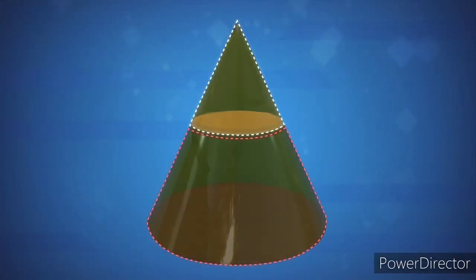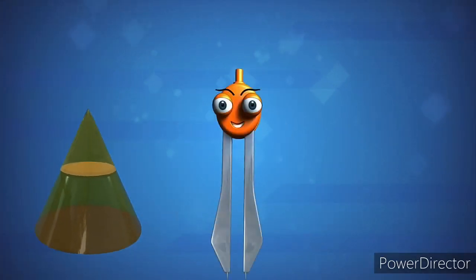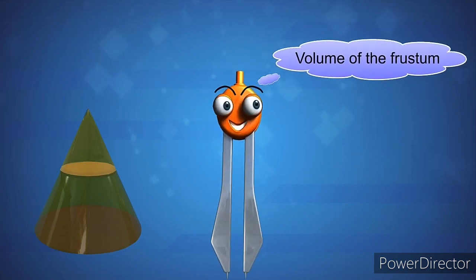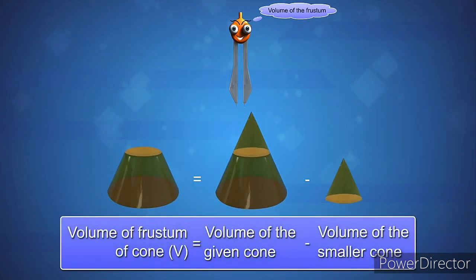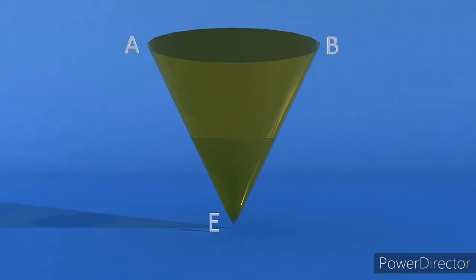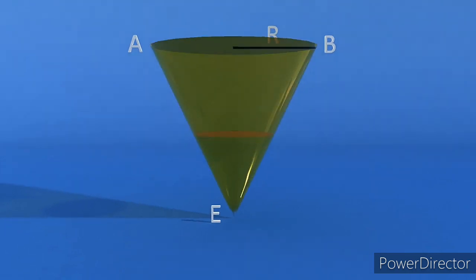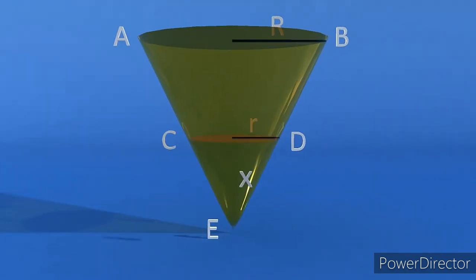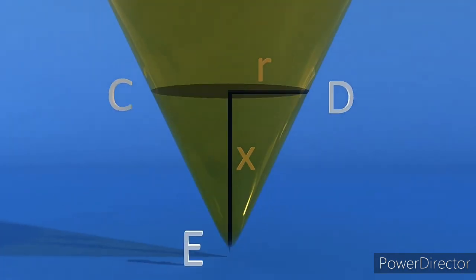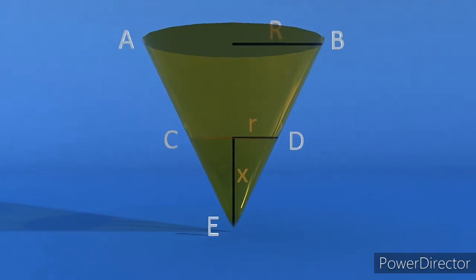Using the two right circular cones, can you find the volume of the frustum? Yes, it is the difference between the volumes of two right circular cones. Let us name the bigger cone as AEB. Let capital R be its radius. Name the smaller cone as CED. Let small r and small x be its radius and height respectively.